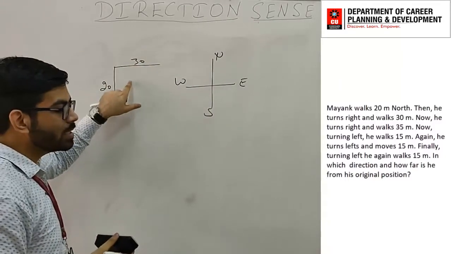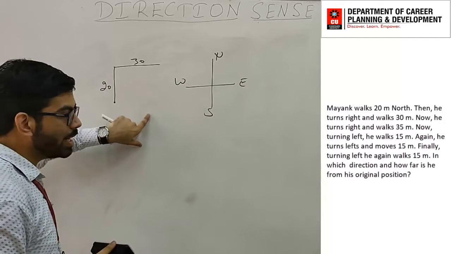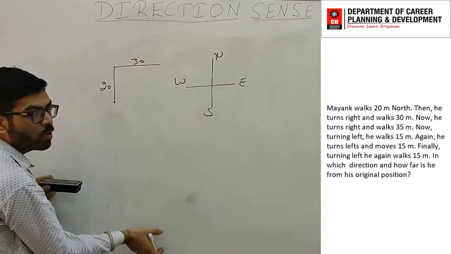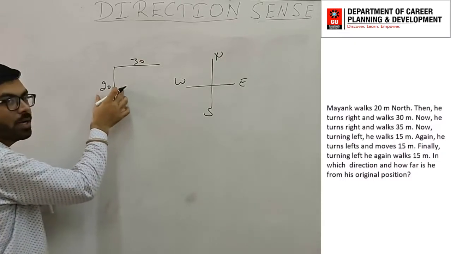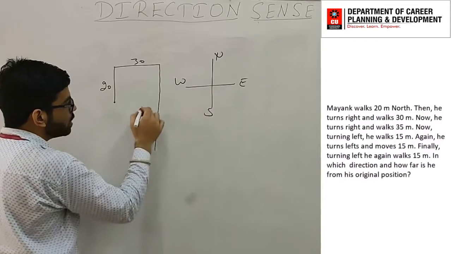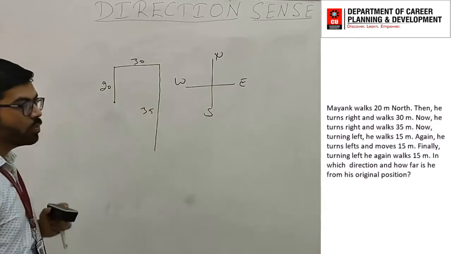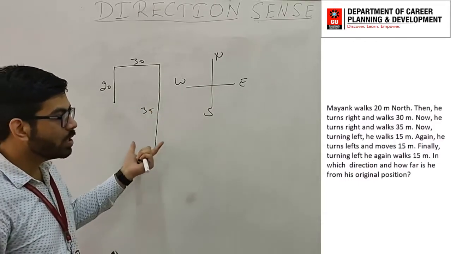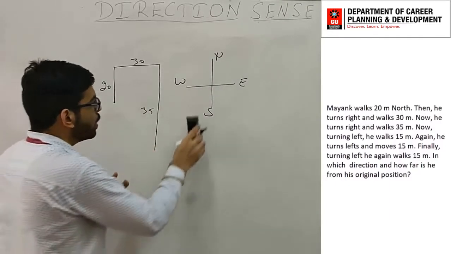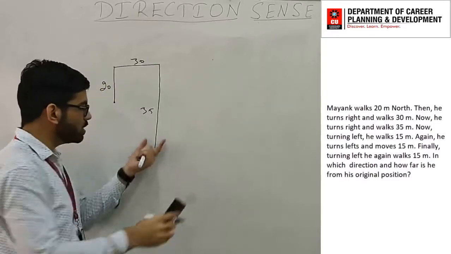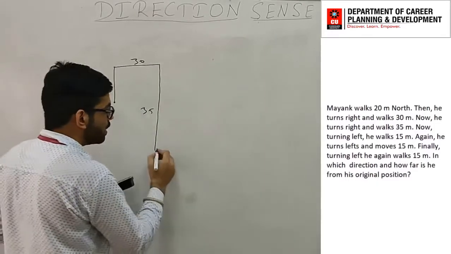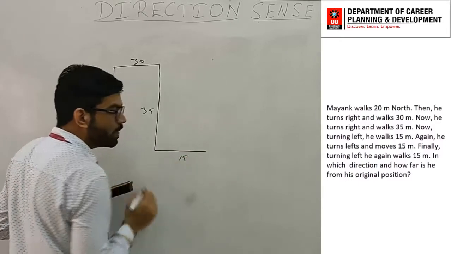Move to the next line. Next line says that now he turned towards his right and walked 35 meter. So in this direction, right direction will be below, and 35 meter will be 15 meter plus 20 meter. That means like this one, this complete is your 35. Move to the next line. Next line says that now turning left and walk 15 meter. Now person is facing towards this direction, 15 meter towards left. So left will be this side and 15 meter.